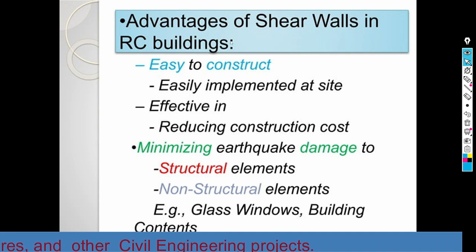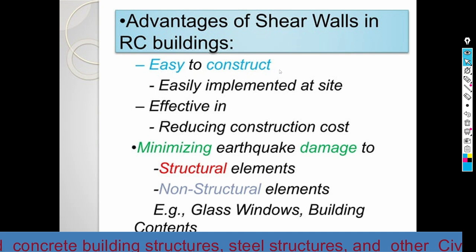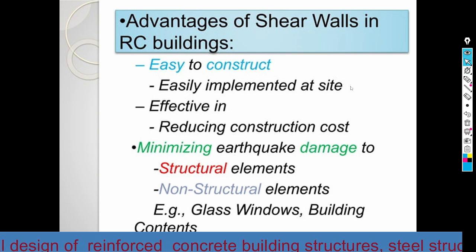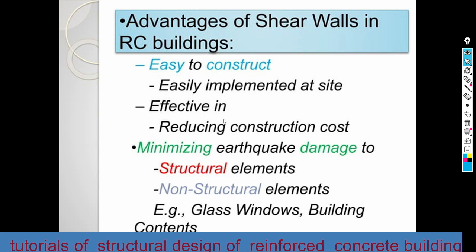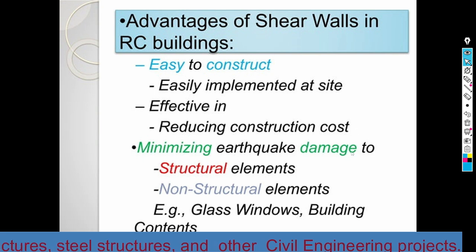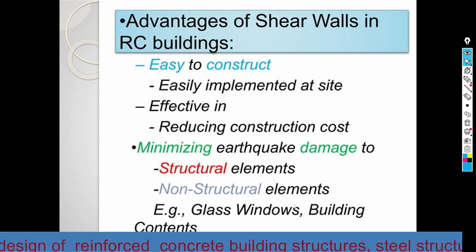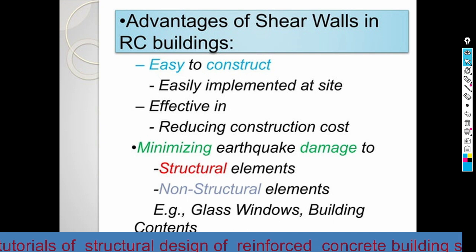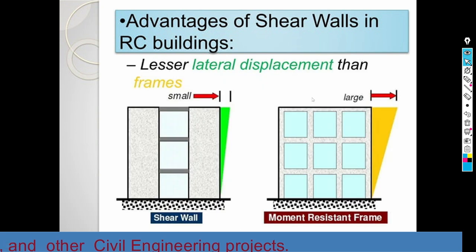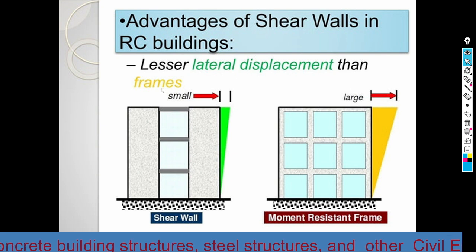And another advantage of shear walls in RC building is that they are easy to construct, easily implemented at site, and effective in reducing construction costs. They also minimize earthquake damage to structural elements and non-structural elements, for example glass, windows, building, and contents. So this is the advantage of shear walls. And there is lesser lateral displacement than frames.